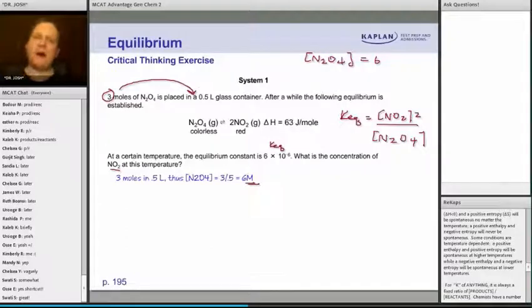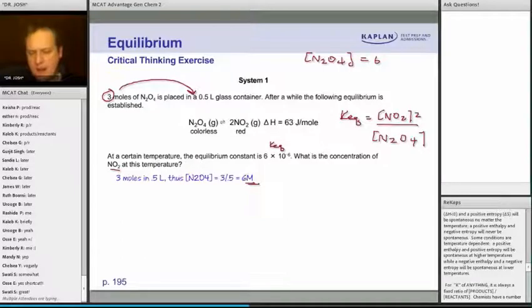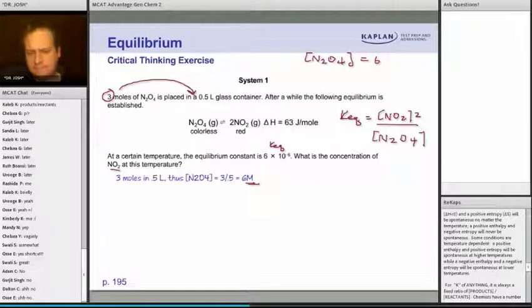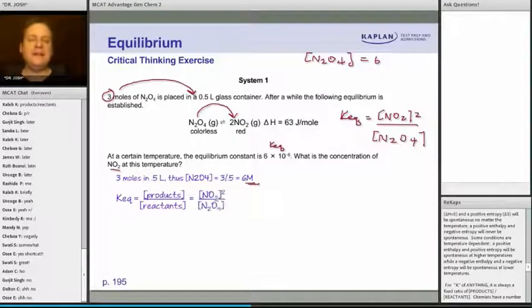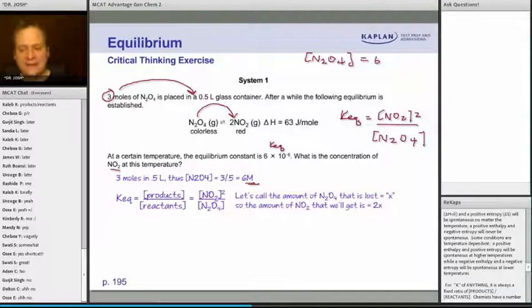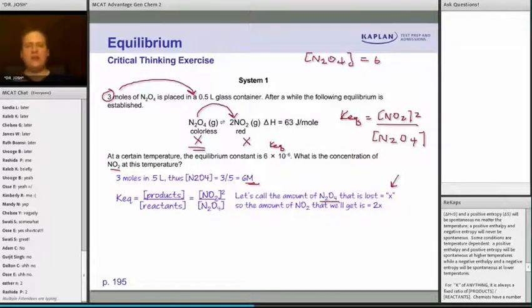Now, do we know how much N2O4 is going to react? Do we have any idea how much N2O4 reacts here? No. If we knew that, we'd be done. Because we can see that for each N2O4, we get 2 NO2. So how much should we say reacts then? Let's say X reacts. So let's call the amount of N2O4 that gets used up X. If we use up X N2O4, how many X's of NO2 should you get?